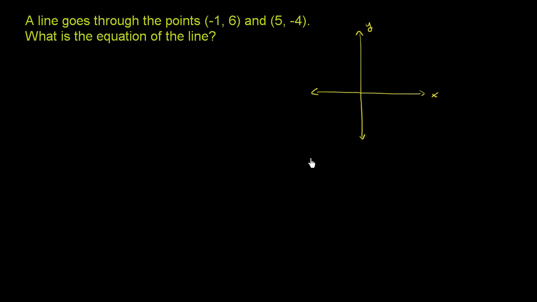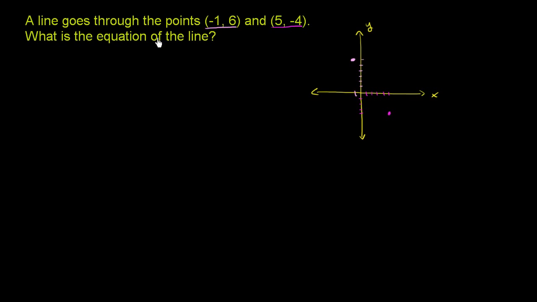That is my y-axis. And the first point is (-1, 6). So -1, then 1, 2, 3, 4, 5, 6. So it's this point right over there. That's (-1, 6). And the other point is (5, -4). So 1, 2, 3, 4, 5, and then we go down 4: 1, 2, 3, 4. So it's right over there.